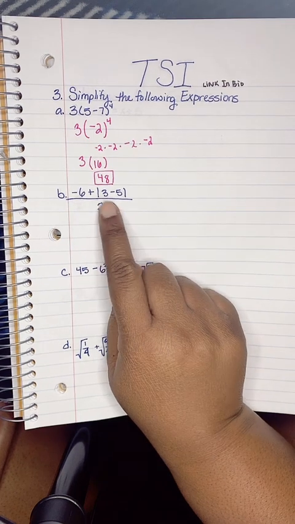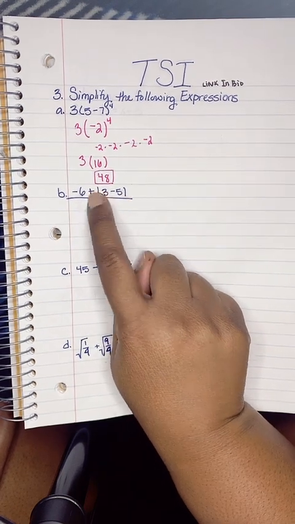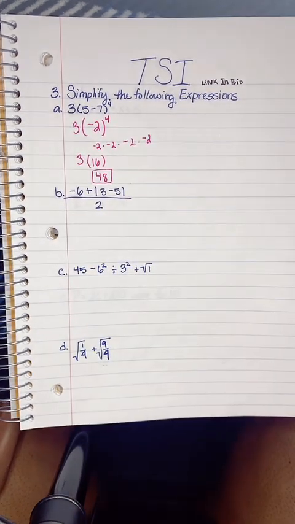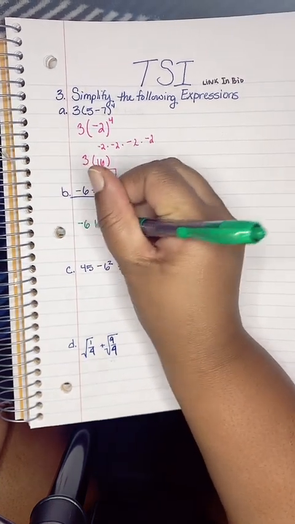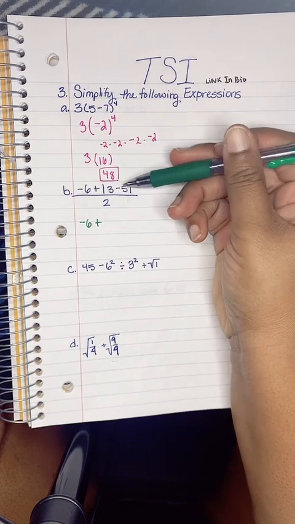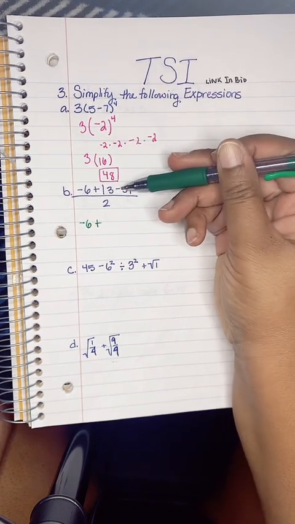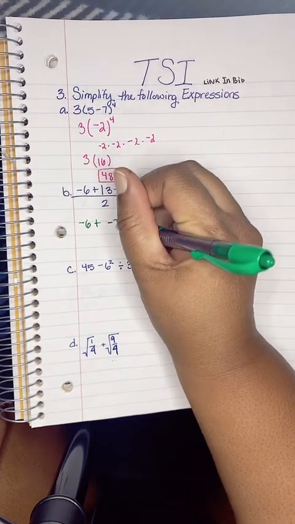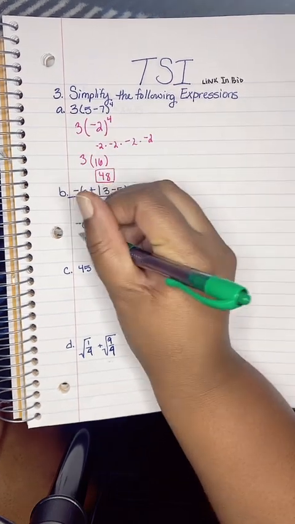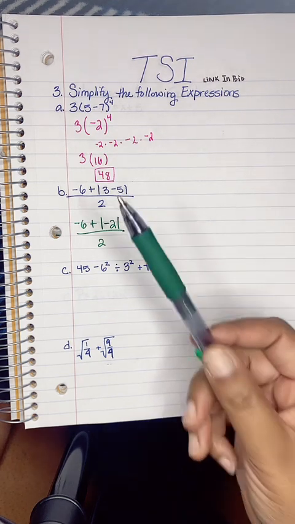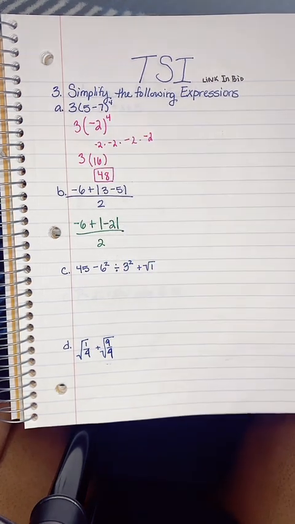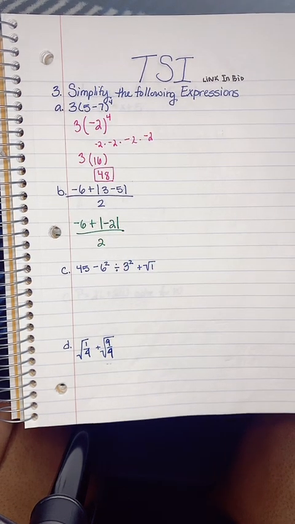All right, so let's do B. So we have -6 plus, and then these special things mean something. They're called absolute value. So we have -6 plus, and we're going to do what's inside the absolute value first. So 3 minus 5 gets us -2. Keep those absolute value bars because that's important. Does anybody know what absolute value is? Like, what do we do?